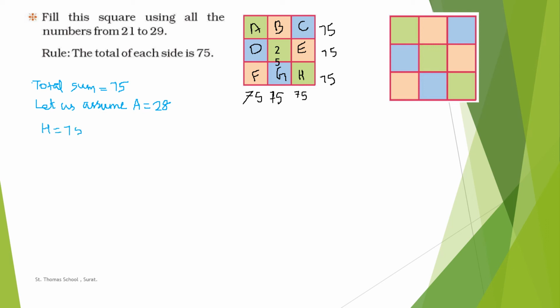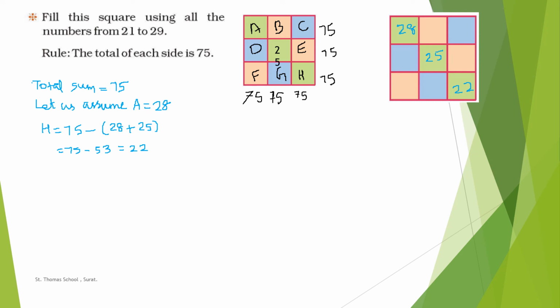So H is equal to 75 minus, because 75 is the total, so 75 minus the total of 28 plus 25. So what is 28 plus 25? 53. So deduct it from 75. Answer is 22. Clear? That is your H value is 22. So over here I have written 22. Clear? So A we took as 28. This we have assumed, and in between 25 is already given to you.